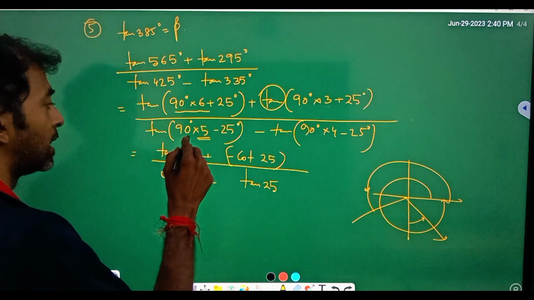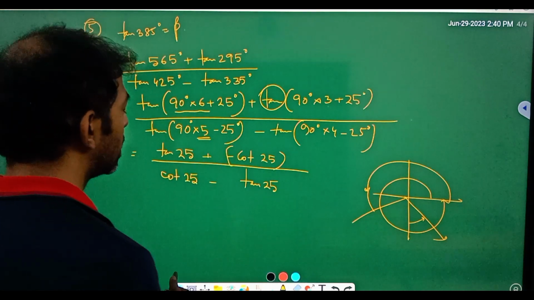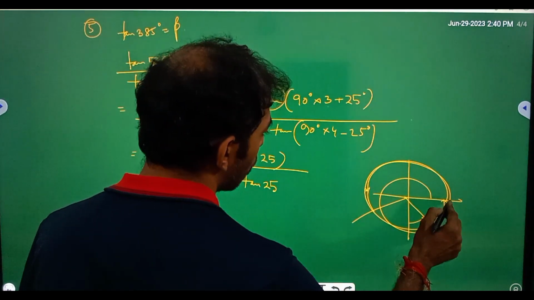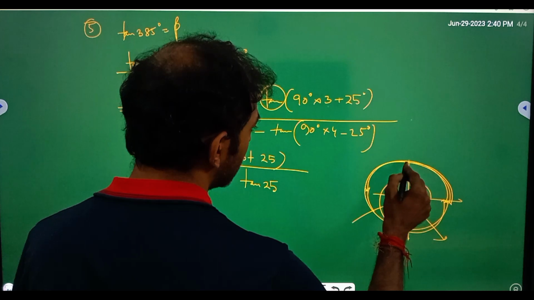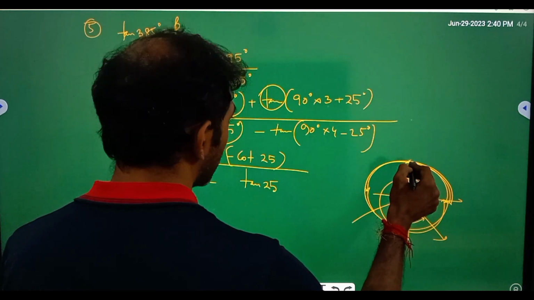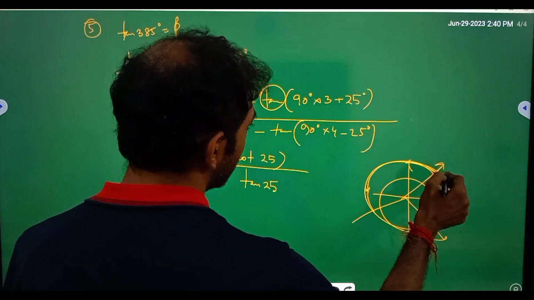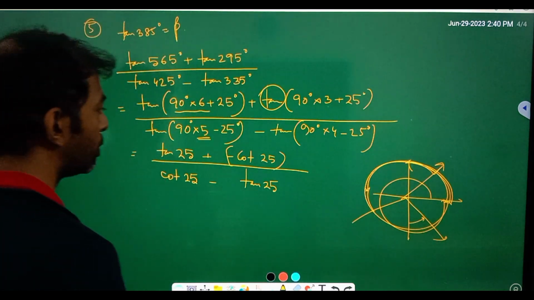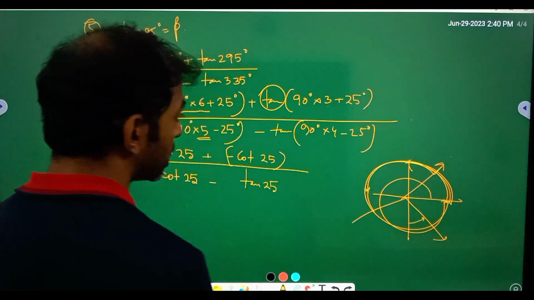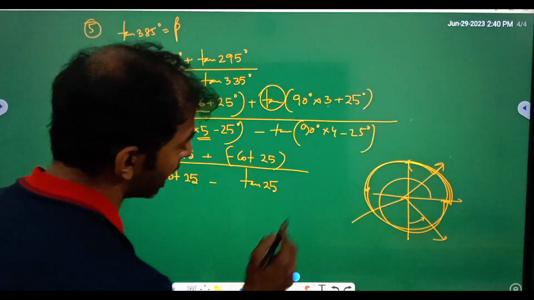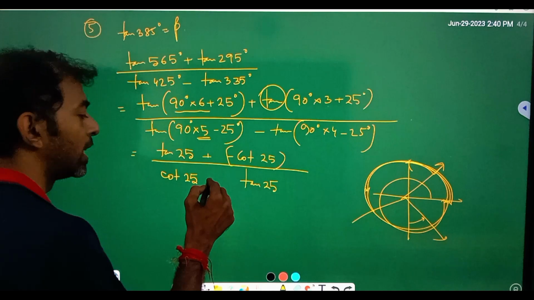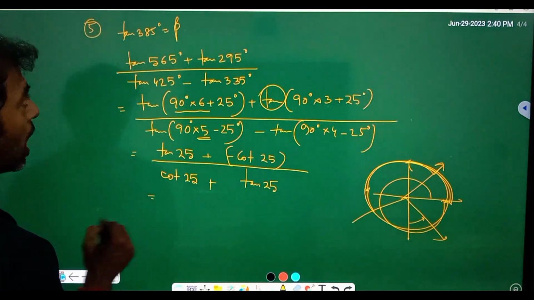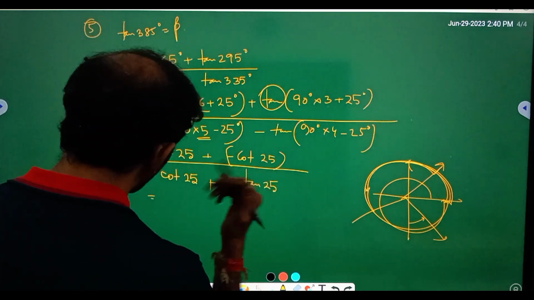And here tan of 90 into 5 minus 25 degree, 90 into 5 minus 25 means 90 into 4, then 90 also, then minus 25, it's going to end in the first quadrant, and in the first quadrant all are positive, so cot 25 will be the result here. And for this one, 90 into 4 minus 25 will lie in the fourth quadrant, and in the fourth quadrant tan is negative. So minus minus plus.